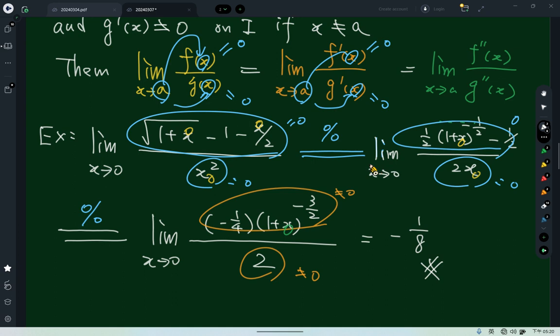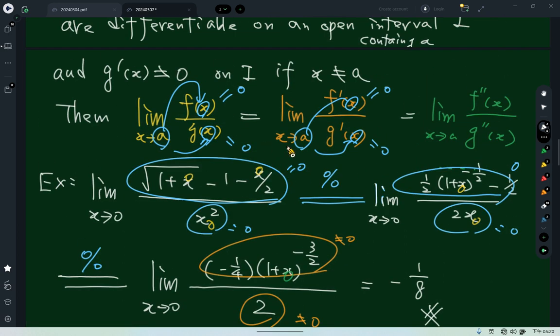So through this example, you can just differentiate the numerator and denominator again and again, until it is no more 0 over 0 form.